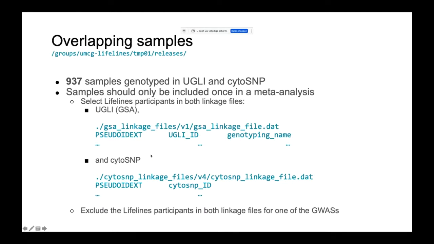Another thing that you want to consider is that 937 samples are genotyped on both platforms, and you ideally exclude these samples in one of the cohorts. We would recommend to do this in the CytoSNP data, and by looking into the sample ID files of both cohorts, you can find these samples and exclude these from the CytoSNP GWAS.